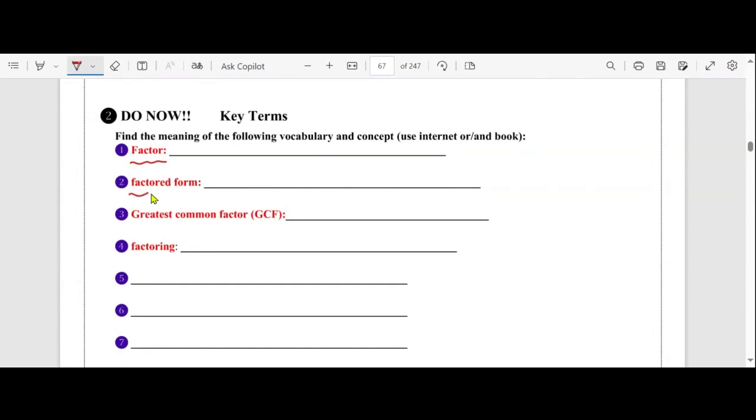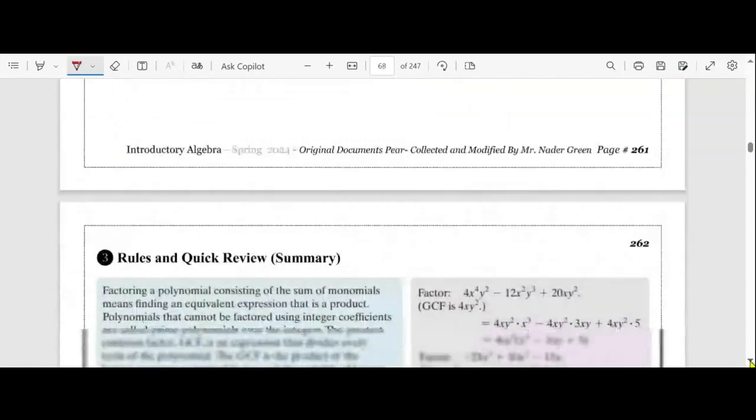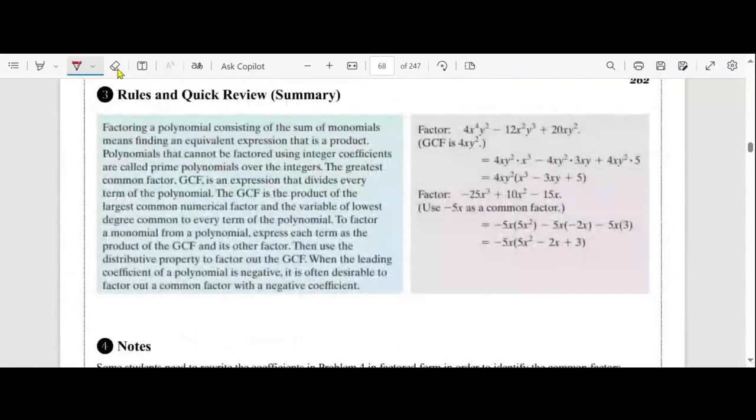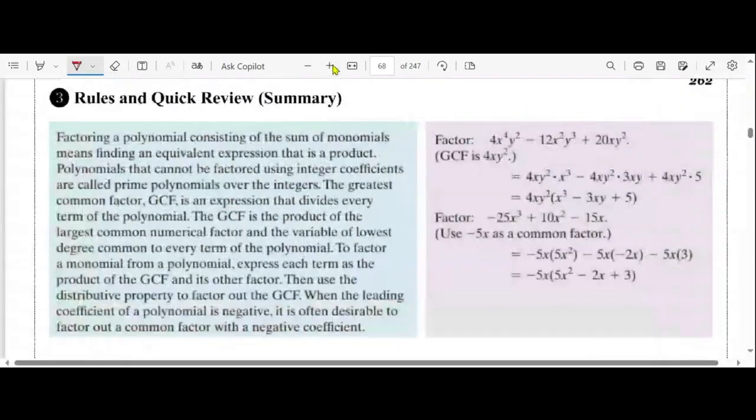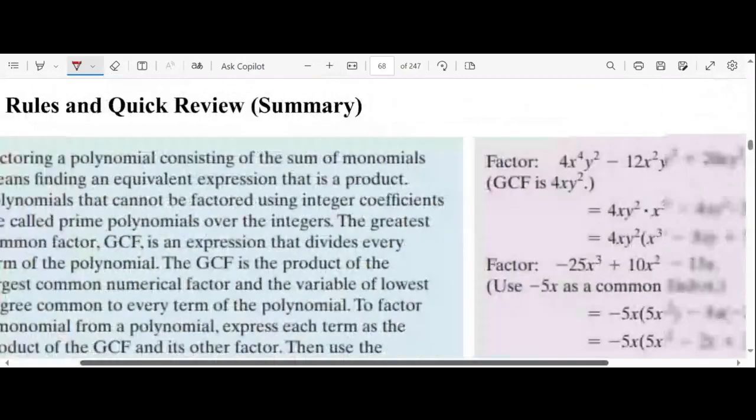And factor form, greatest common factor, what it means, and factoring. Maybe you should look on the internet or in the book and find the meaning, okay? So let's go for the summary here. This is the summary for the whole lesson, okay?